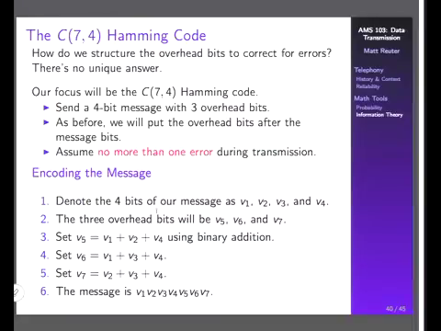And so to determine what is our first overhead bit, we're just going to add V1, V2, and V4. Notice V3 is missing. Okay? For the second overhead bit, we're going to skip V2. And for the third overhead bit, we're going to skip V1. And we'll see in a moment why that's going to be really key to how this works. And so once we have our 4 bits that we started with, we've calculated these 3 overhead bits, we're going to send a 7-bit message simply composed of V1 through V7 in order. Okay?